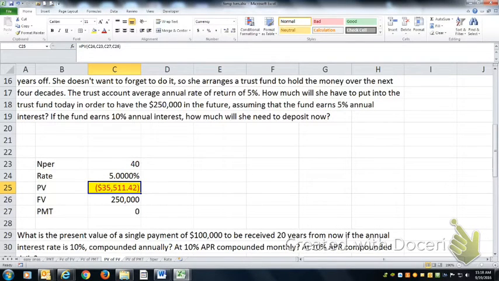Okay, and then the second part: if the fund earns 10% annual interest, how much would she need to put in today? Just copy this over and change that to 10. She'd have to put in a lot less money if it was earning 10%. She'd only have to put in $5,500 today, and then 40 years in the future, she'll have the $5,500 she originally started with, plus about $244,500 of interest.